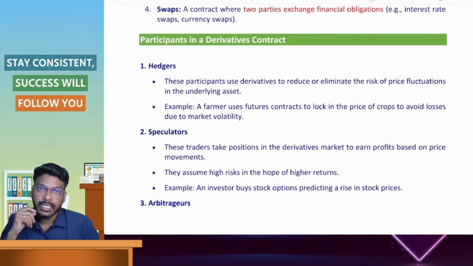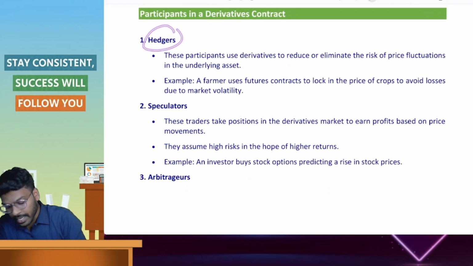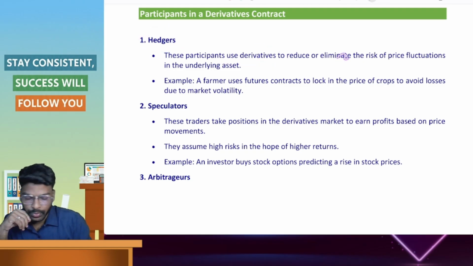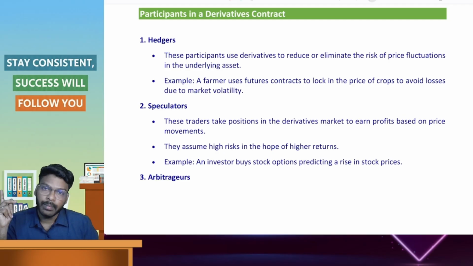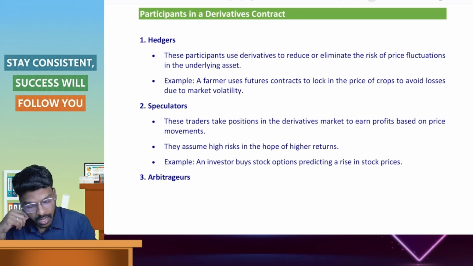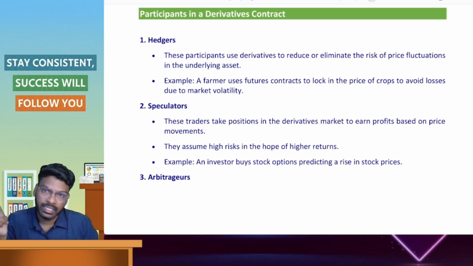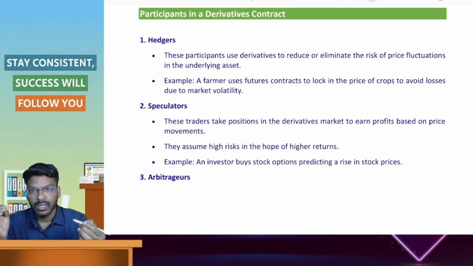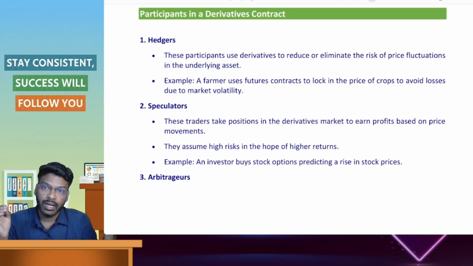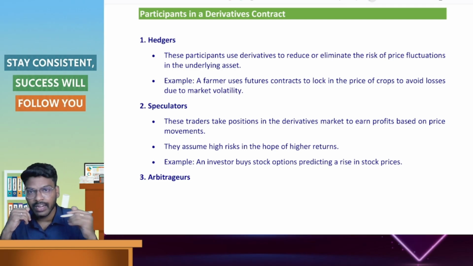Next is participants in a derivative contract. First one is hedger. These participants use the derivative to reduce the risk and eliminate the risk. The hedgers will enter into a derivative contract to kill the risk in case of price fluctuations in the underlying asset. Okay, first they will have the shares. They will expect that the price will decrease in future. So, to hedge the risk, they will enter into the derivative contract to reduce the risk or to eliminate the risk. They will take an opposite position in the market to reduce the risk.